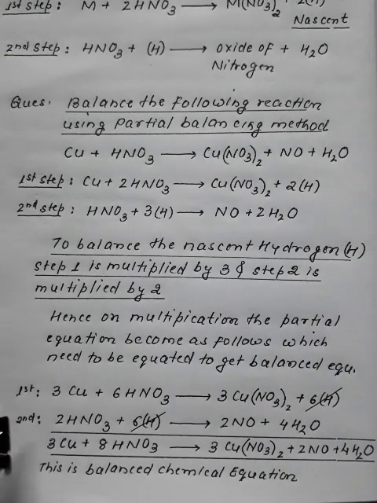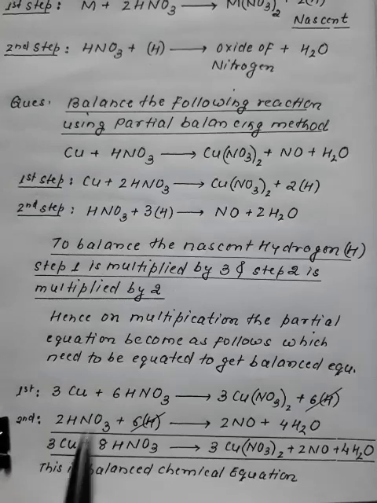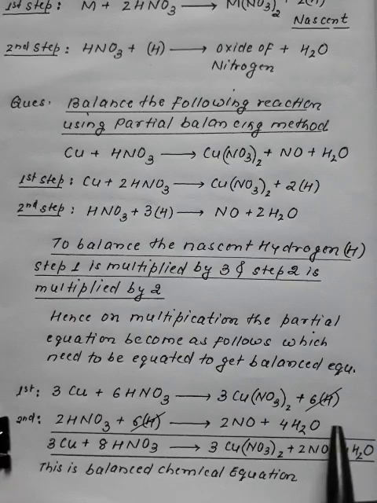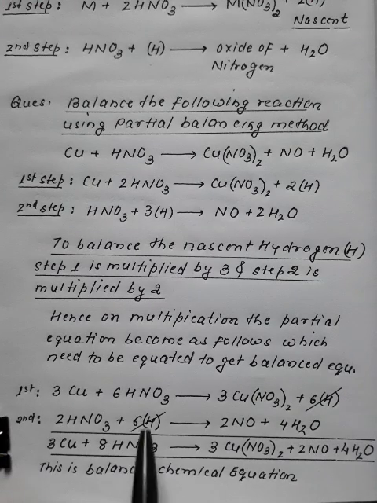So it is 3Cu plus, over here it is 2NO3, when multiplied by 3 it becomes 6HNO3 gives 3Cu(NO3)2 plus 6H. The first step multiplied by 3 becomes 3Cu plus 6HNO3 gives 3Cu(NO3)2 plus 6H.